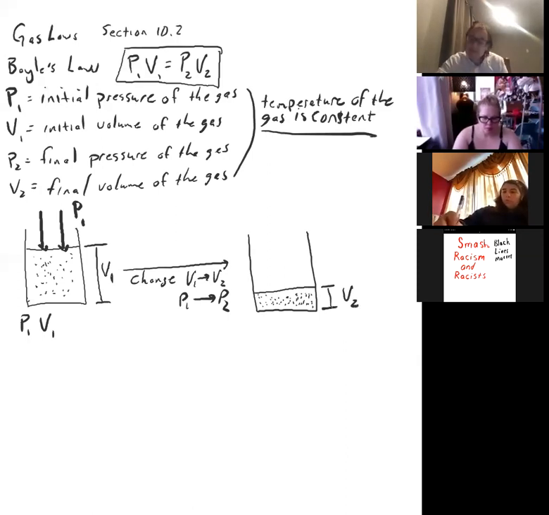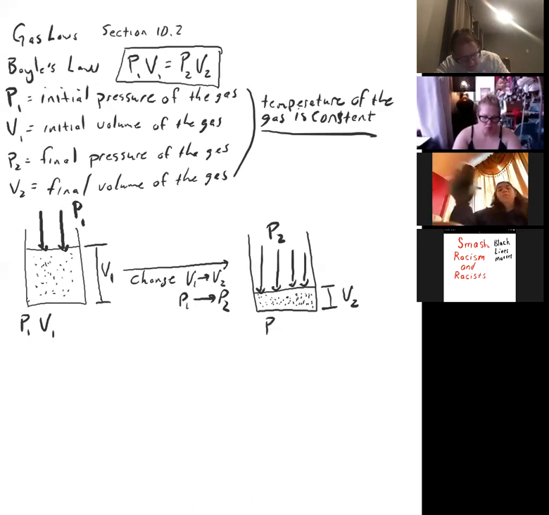If the volume changed, that means the pressure had to change too. Mathematically, that's required here. So now we have a new P, which we'll call P2. And again, if you know what these two values are, you can calculate the product.